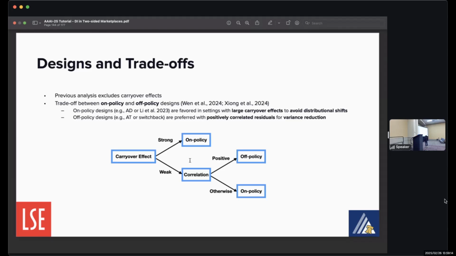Okay, and here's a practical workflow to indicate which of those designs we should use in practical situations. Firstly, we need to assess the size of the carryover effects. If the carryover effect is large, then we probably do want to use on-policy designs to avoid distributional shift. Otherwise, we look at the correlation. If the residuals are positively correlated, then we probably do want to use off-policy, switchback designs. Otherwise, on-policy designs will be preferred.